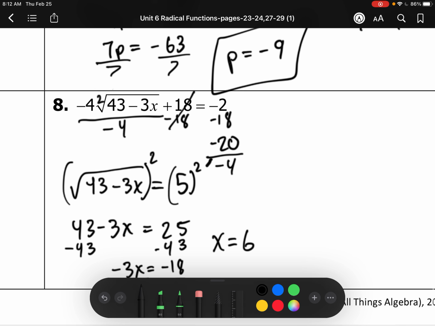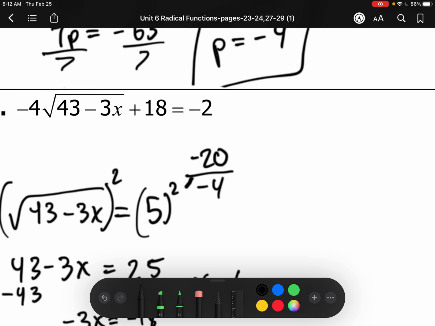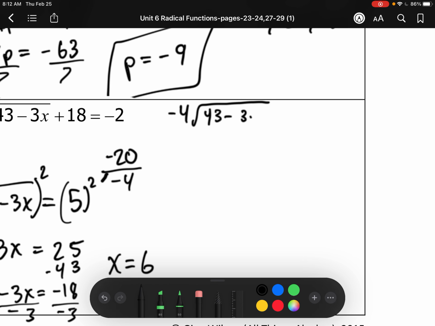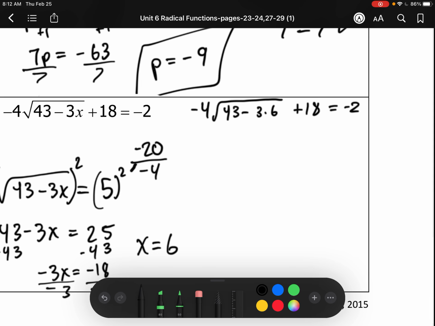So let's check for extraneous solutions. I'm going to erase this so I can see clearly what I'm doing. All right, so I have negative 4 times the square root of 43 minus 3 times 6, plus 18, is equal to negative 2.